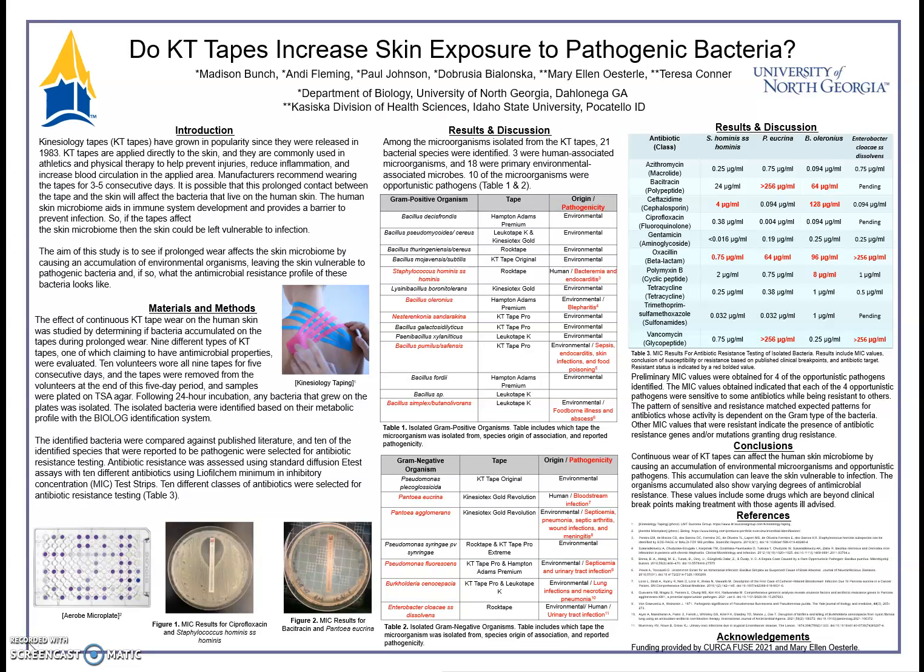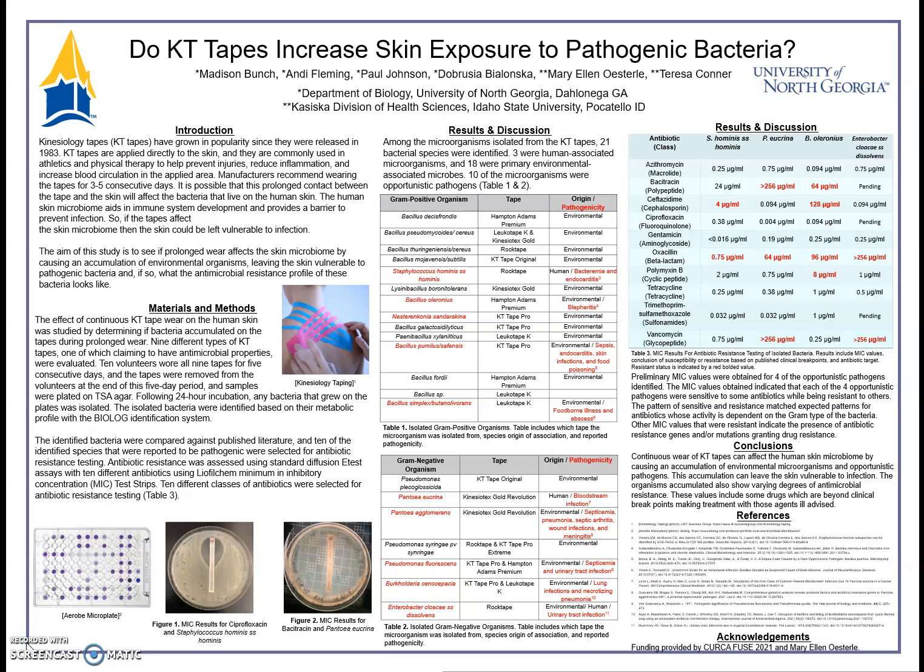Among the microorganisms isolated from the KT tapes, 21 bacterial species were identified. 3 were human-associated microorganisms, and 18 were primary environmental-associated microbes. Of this total 21 bacterial species, 10 of these were reported to be opportunistic pathogens. Table 1 shows the gram-positive bacteria identified, along with the tape they were isolated from, their reported origin, and any reported pathogenicity. Table 2 shows the same for the gram-negative bacteria that were isolated.